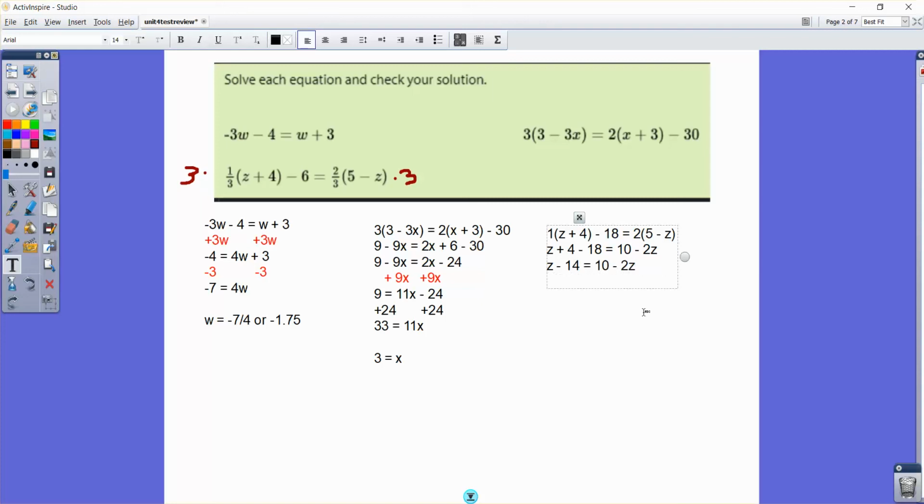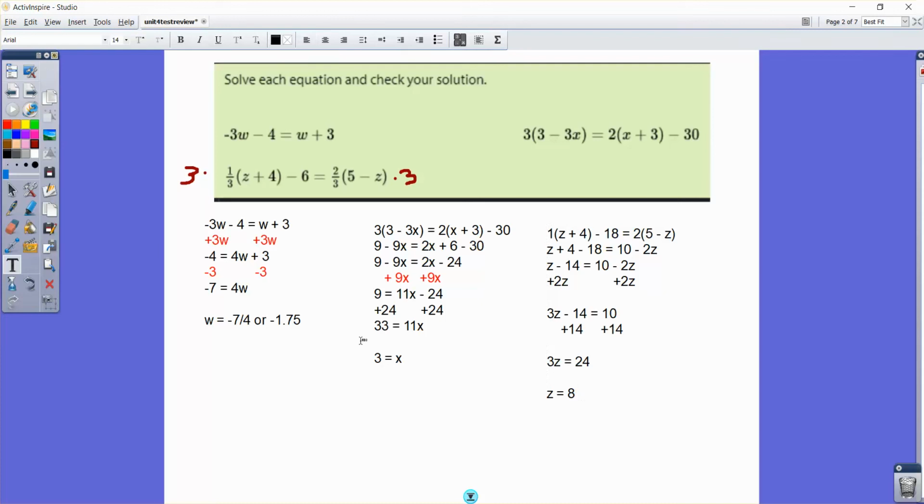Okay, so for balancing here, we're going to add 2z to both sides, because the negative 2z is the lower of the 2 coefficients. So we're going to have 3z minus 14 equals 10. And then we're going to add 14 to both sides. That's going to be 3z equals 24. And then divide by 3 on both sides, z would equal 8, not 89. 8. Okay, so there's our solutions to these 3.